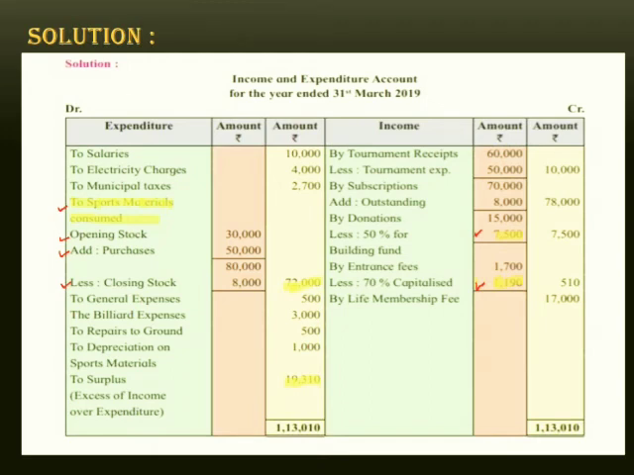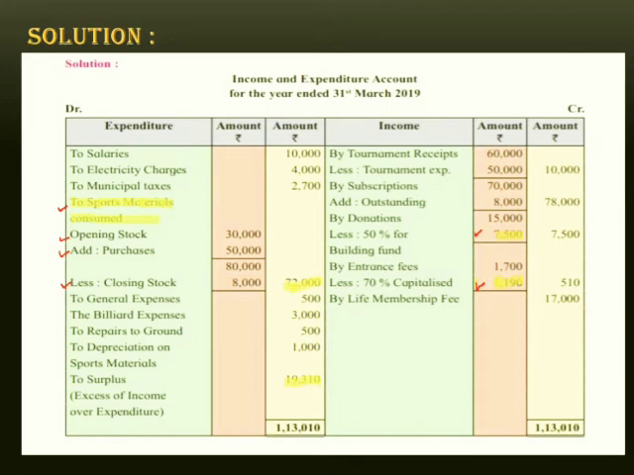Entrance fees. Entrance fees are given as 1,700, that we have written in the inner column. And then life membership fees, that is also received. There is no adjustment, so we have written it directly into the outer column. Now students, we have to go according to the adjustments.